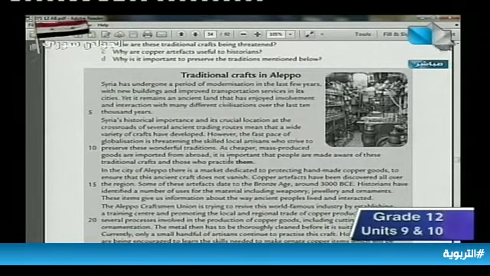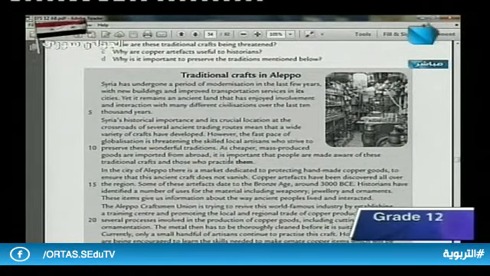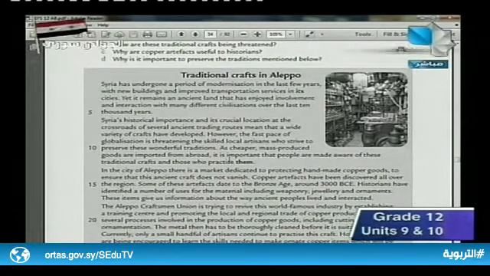Now, after historians discovered these artifacts, they identified a number of uses for the material, which is copper. What uses have they identified? We have weaponry, jewelry, ornaments. They found that a number of these artifacts were made from copper. Like what? Jewelry, ornaments, and weaponry. Or weapons. Exactly.